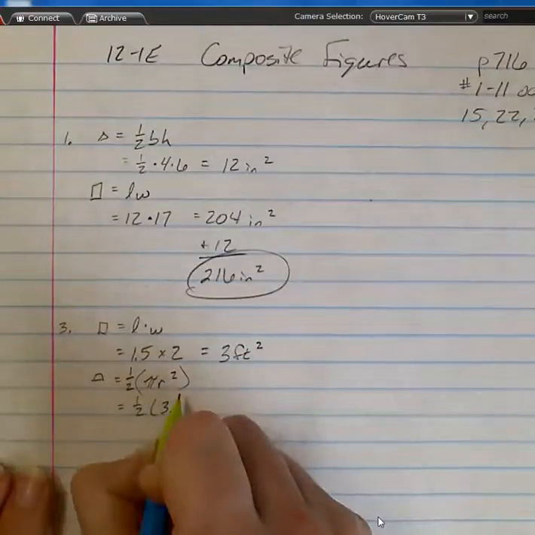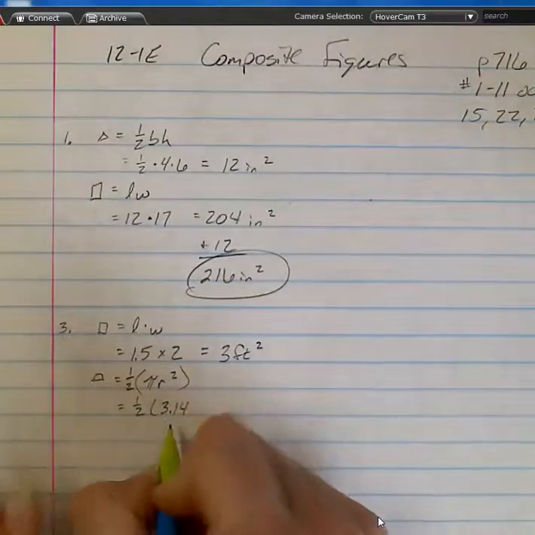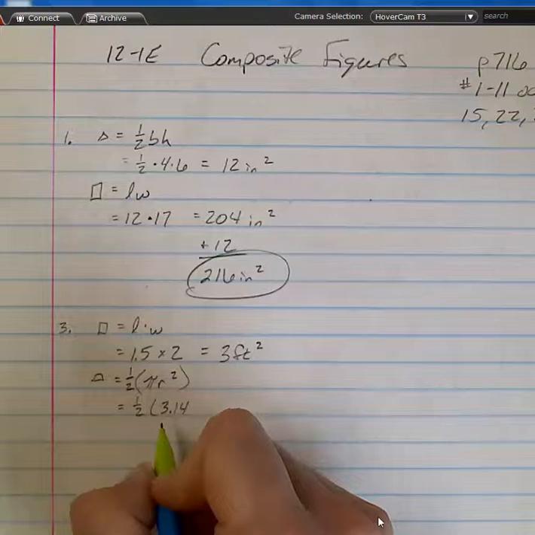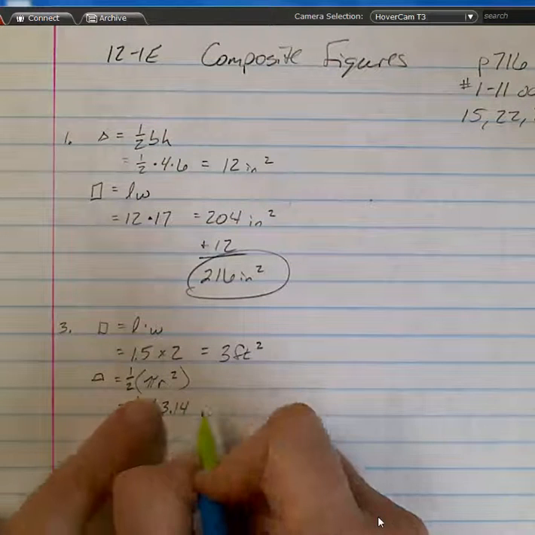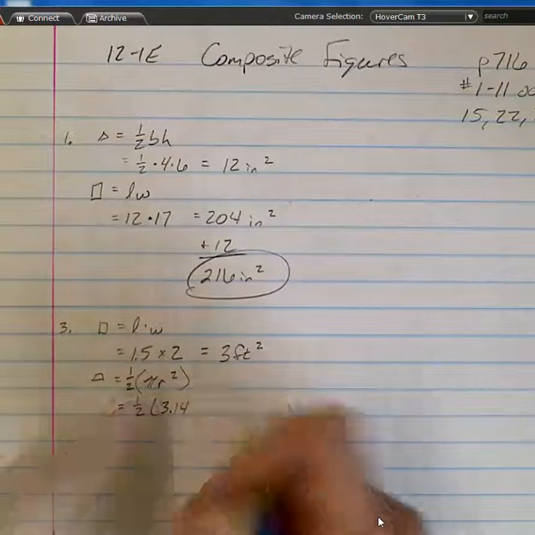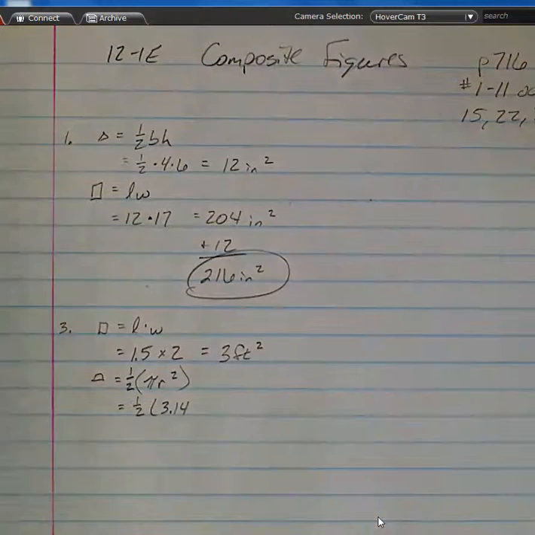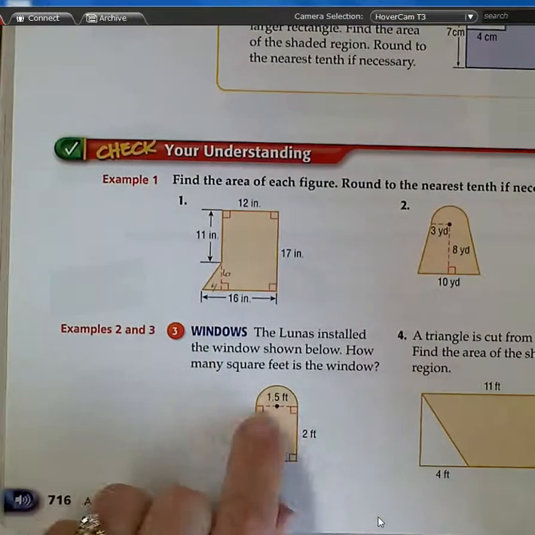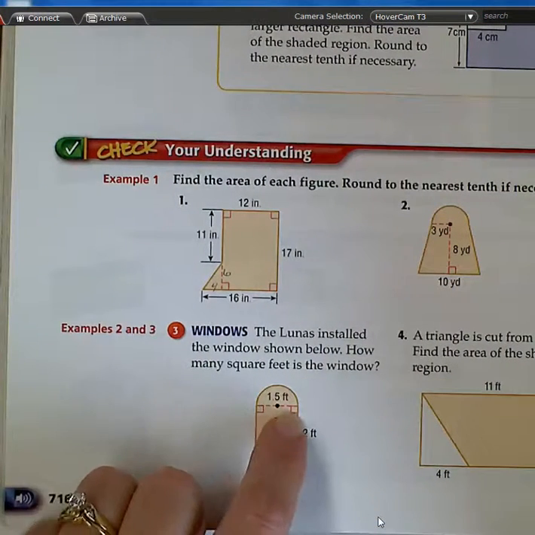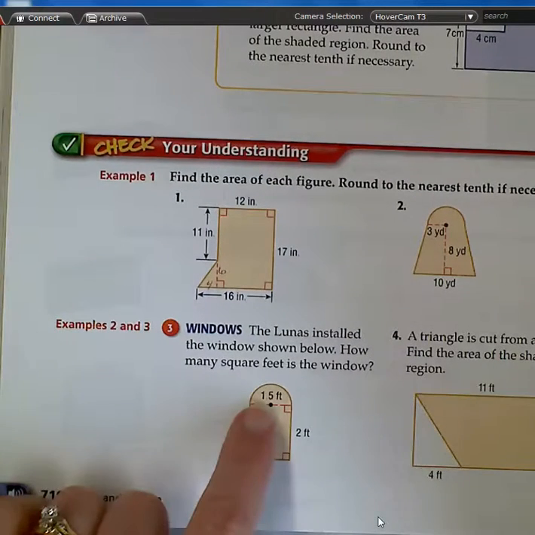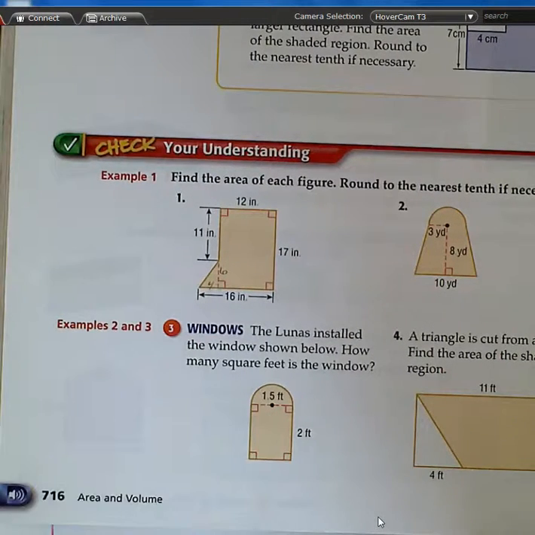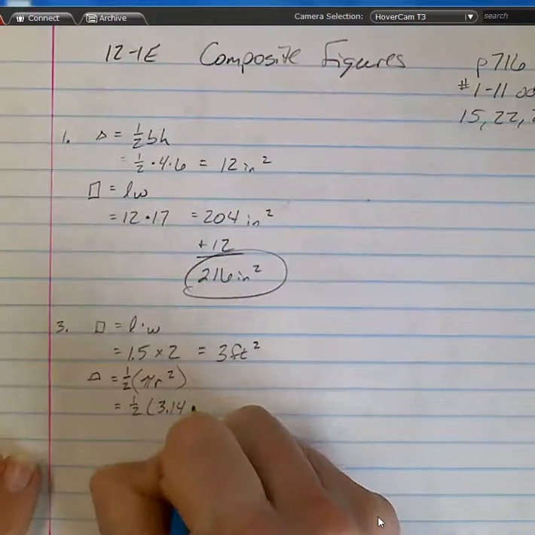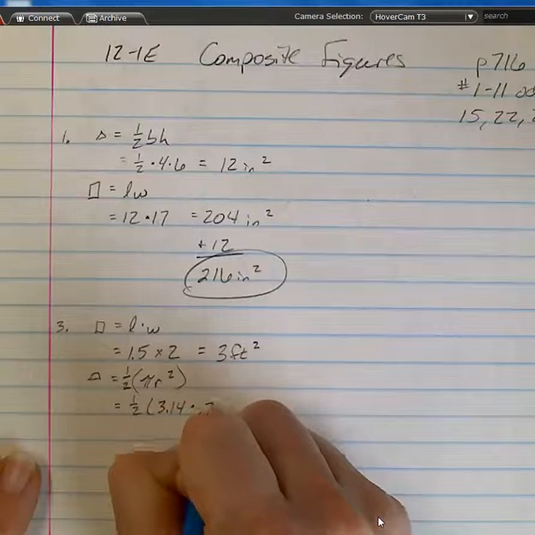We're going to use pi r squared and round to the nearest tenth, but we're not going to round until the end. So 3.14, what's my radius? Do they give us the radius or do they give us the diameter? They give us the whole thing. So half of 1.5 is, Haley says, 0.75, and she's right. So it's 3.14 times 0.75 squared.